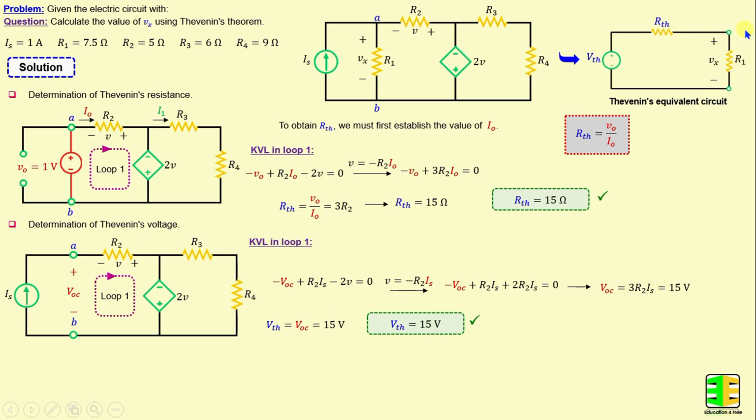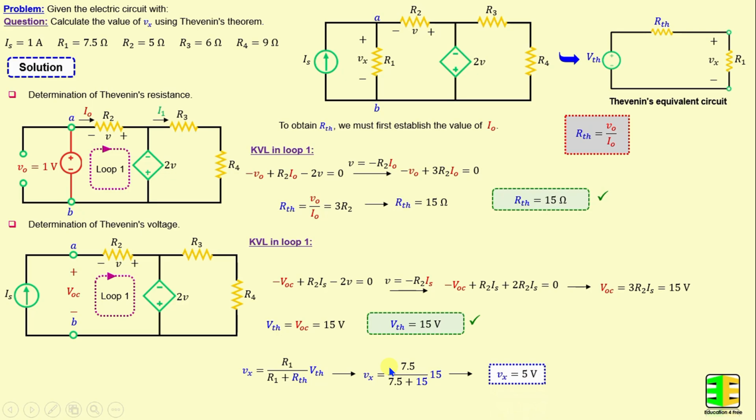Now, in order to calculate the voltage Vx across the resistor R1, I'm going to use the voltage division rule. That means Vx is equal to R1 over R1 plus RTH times VTH. And if we replace R1, RTH, and VTH with their numerical values, we obtain Vx is equal to 5 volts.